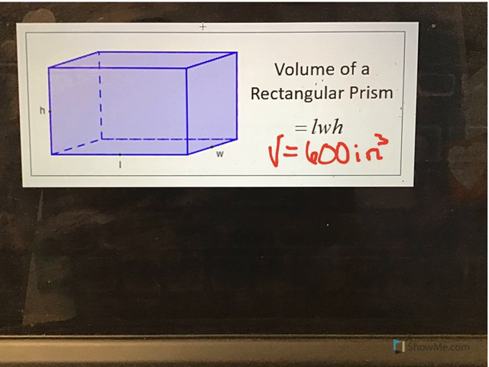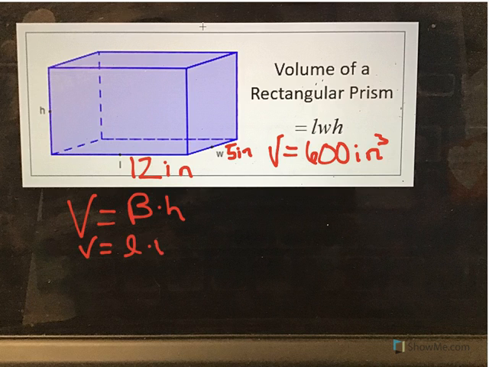And we know the length is 12 inches, the width is 5 inches, but we don't know the height. Okay? So in this particular instance, we're going to write down the formula, capital B times H. Then write down the specific formula. And then we're going to plug in what we do know to solve for what we don't know.